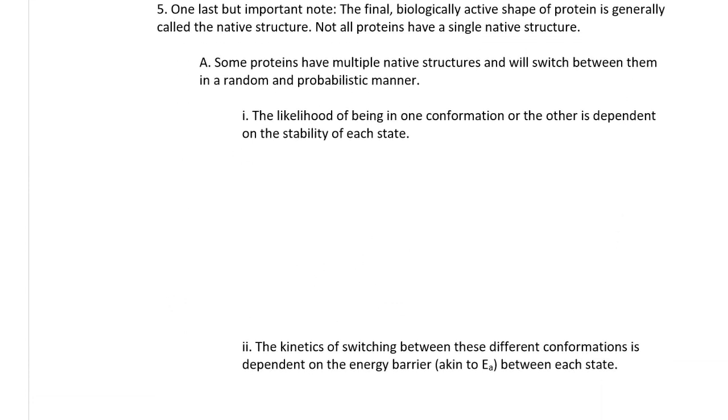One last but important note. The final biologically active shape of protein is generally called the native structure, but not all proteins have a single native structure. Probably up to this point, you have only encountered or only have been told that proteins have a single native structure, but that is not true of all proteins. Some proteins have multiple native structures and will switch between them in a random, probabilistic manner. The likelihood of being in one conformation to the other is dependent on the stability of each state.